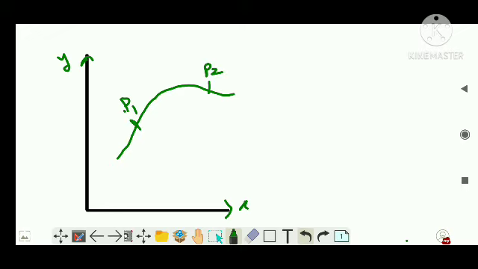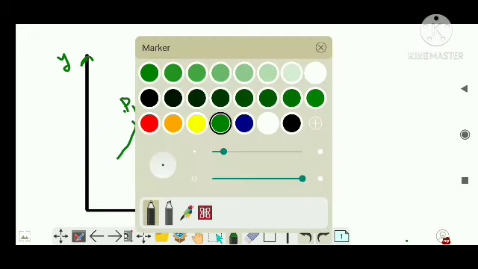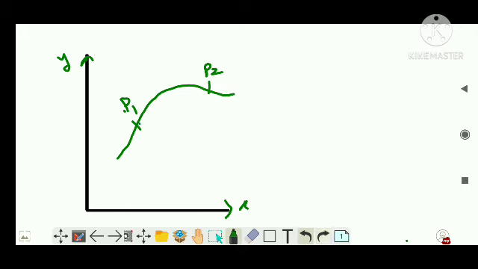So for this position P1, he might have coordinates x1, y1, right? This is x1, this is y1, right? Similarly for P2 also, he will have x2 and corresponding y2. Yeah, right? I hope you understood. Now I'm going to remove the coordinate section, right? Now for P1, I can draw a position vector like this from the origin to P1.